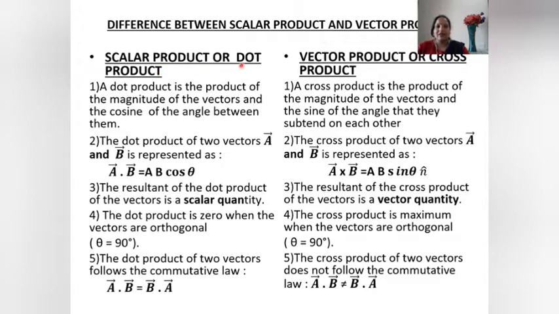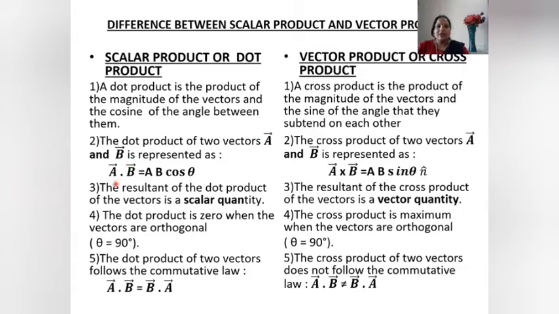Scalar product is also known as a dot product. Vector product is also known as a cross product. Scalar product or dot product is the product of the magnitude of the vectors and the cosine of the angle between them. Cross product is the product of the magnitude of the vectors and the sine of the angle between them.